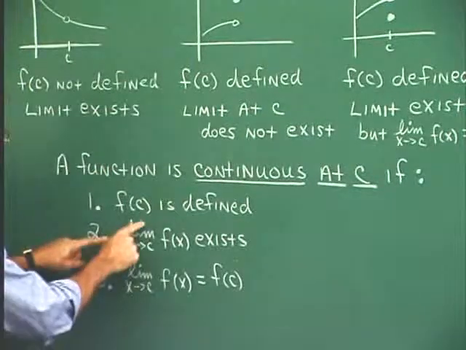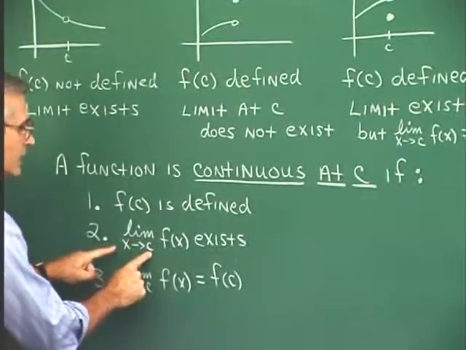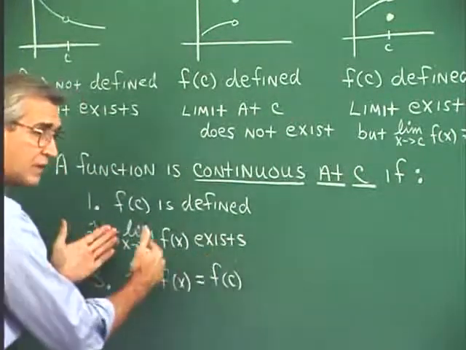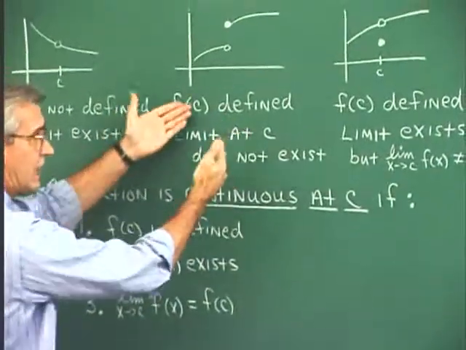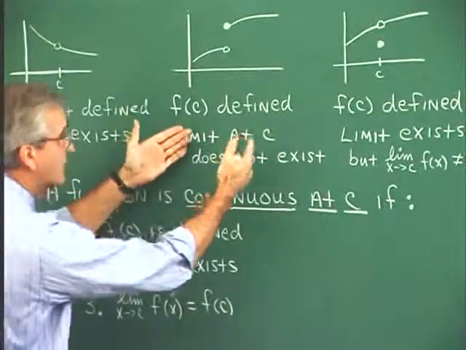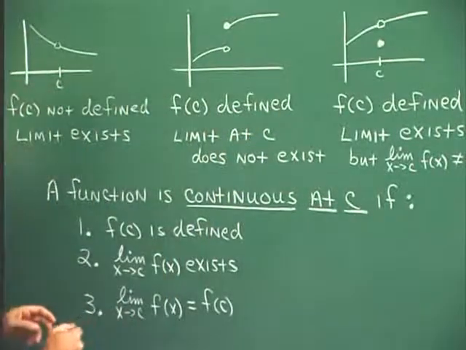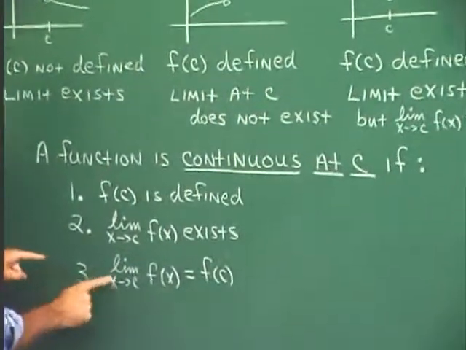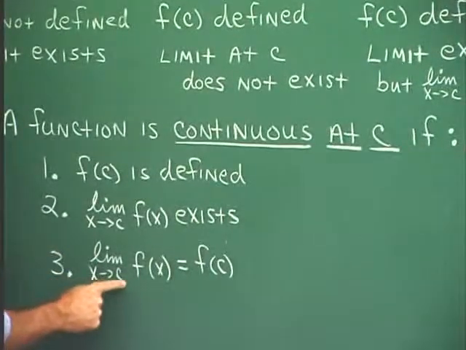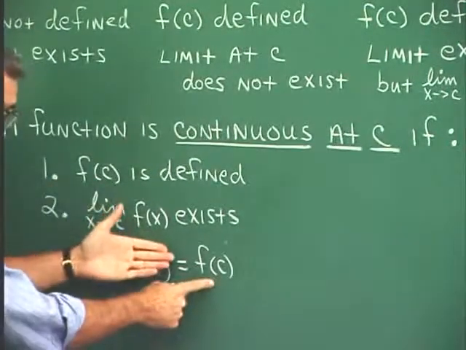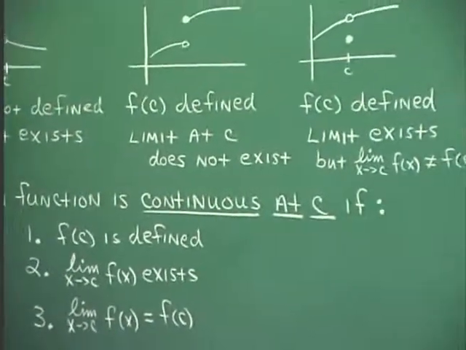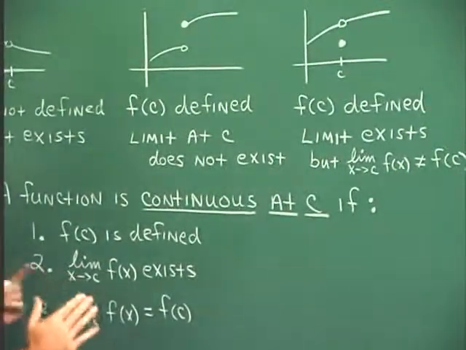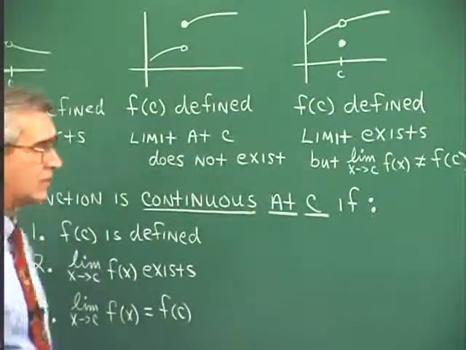And number two, the limit as x approaches c exists. You see, the limit of the function as x approaches c exists. Here the limit did not exist. The limit as x approaches c does not exist. And the third idea is that the limit as x approaches c of f of x is f of c, and that takes care of the third circumstance that we had over here. Okay, so we have this continuous idea at c if we meet these definitions.